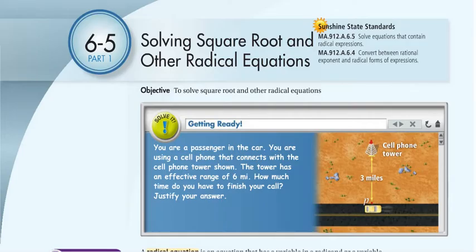In 6.5 Part 1, we will be looking at solving square root and other radical equations. Please write down the following Sunshine State Standards. The first Sunshine State Standard means that we will solve equations that contain radical expressions. Second, we will convert between rational exponent and radical forms of expression. Please pause this video if you need a moment to write this down.